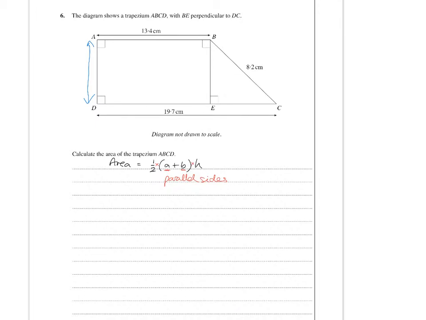Now to do that, I can see I've got a right angle here, where opposite the right angle I've got a side, and I do actually know the distance between E to C. And the way I can work that out is by doing this 19.7 take away the 13.4. Now if I do 19.7 take away 13.4, I get 6.3. So I know this guy here is 6.3 centimeters.